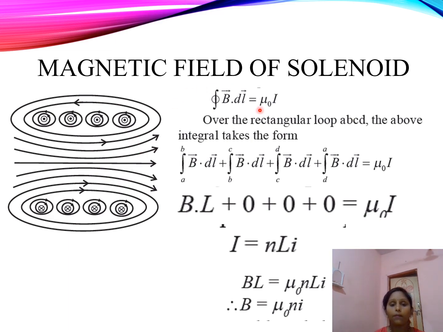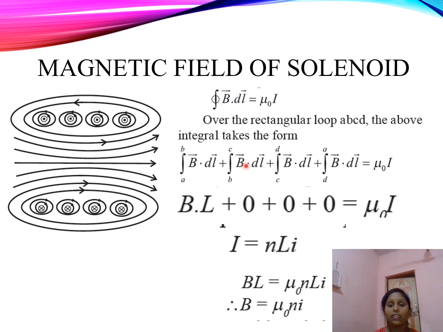Hence, apply Ampere's law. Closed integration of B vector dot dl vector is equal to mu naught I over the rectangular loop ABCD. The above integral takes the form: integration of A to B, B vector dot dl vector, plus integration of B to C, B vector dot dl vector, plus integration of C to D, B vector dot dl vector, plus integration of D to A, B vector dot dl vector, that is equal to mu naught I.